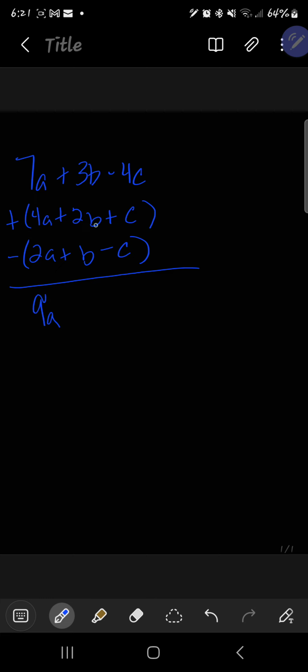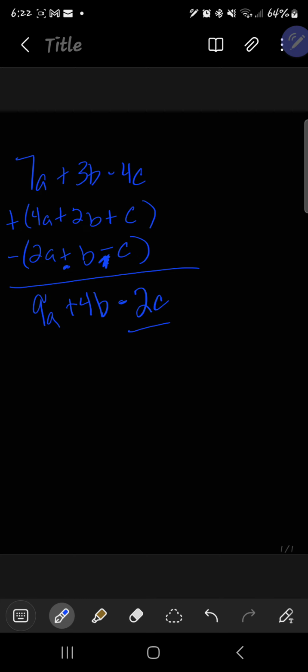So here we got 3B plus 2B is 5. That negative is going to change that positive to a negative. So 5 minus 1 is positive 4. And then here we got negative 4 plus C, which is negative 3. That negative is going to change that negative to a positive. So then plus C again is going to give me negative 2C.